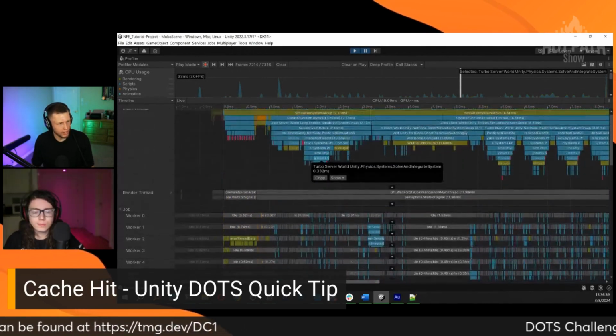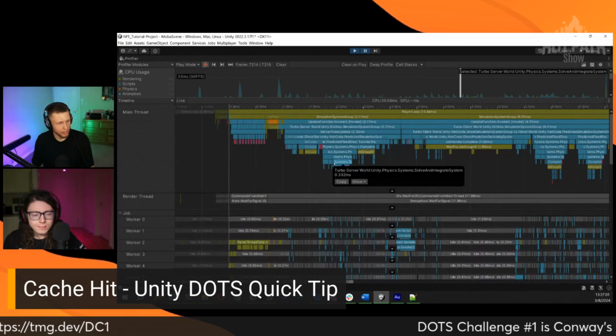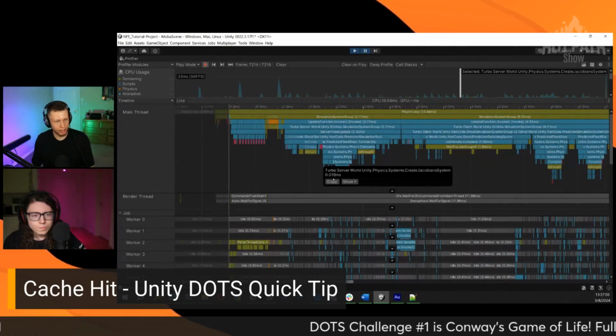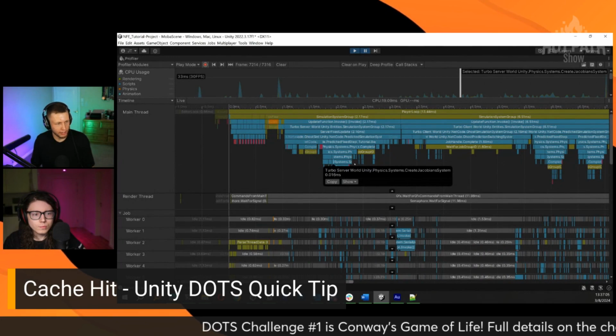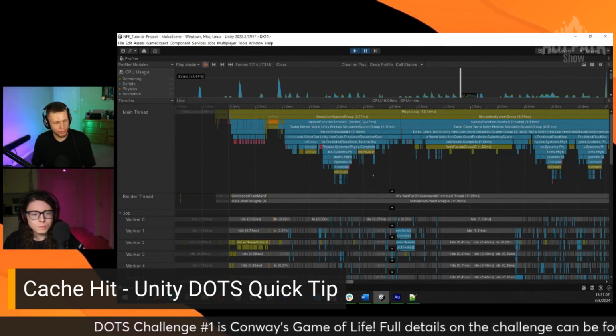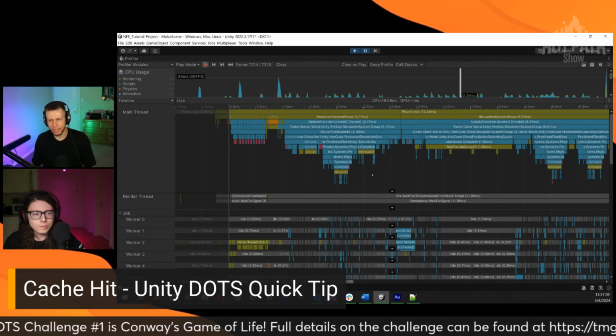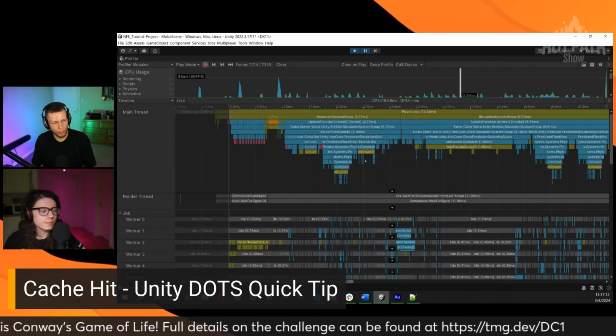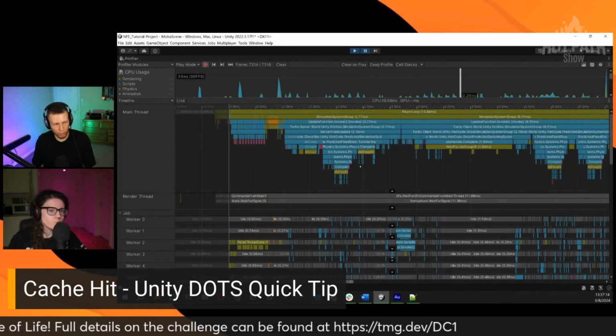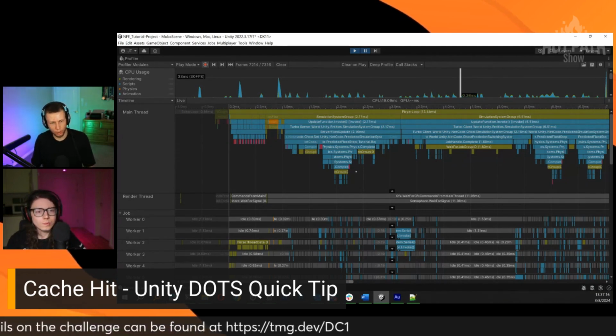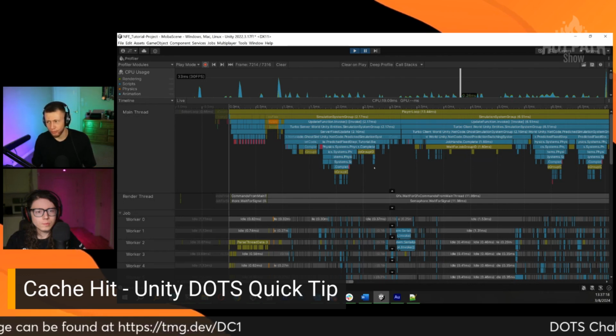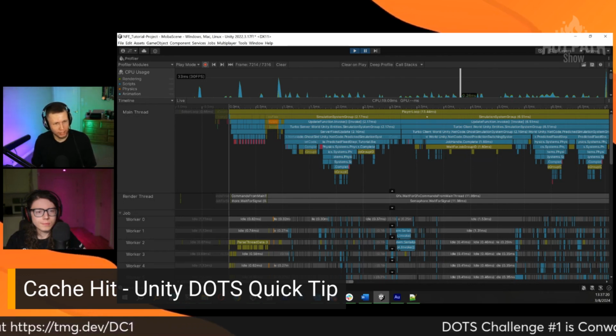So when I schedule a job in a system, well, that system may only take a 1/16 of a millisecond or something like that. However, that system could schedule jobs that may end up taking a long time. And so it's not always obvious what systems are scheduling what jobs. However, the profiler has a very handy way that we can do this.